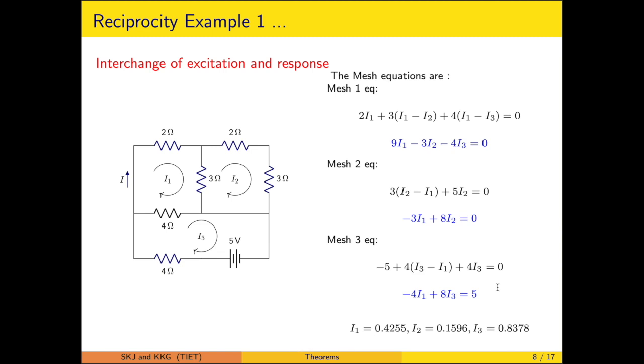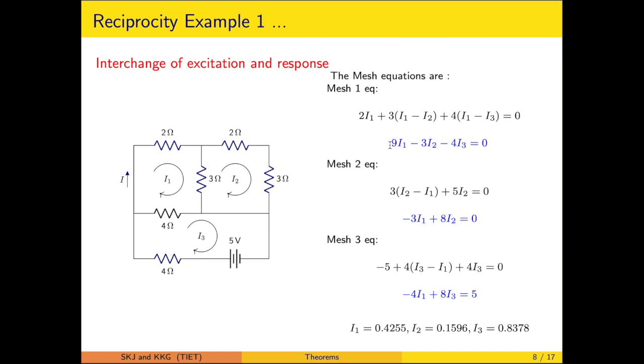Now we have exchanged the excitation and response positions. Here the current was directed from right to left, so the battery position is marked likewise. Previously the battery was injecting the source, so the current in this interchange is marked like this. Again we go through the mesh analysis, and here the response current is coinciding with the I1 nomenclature.